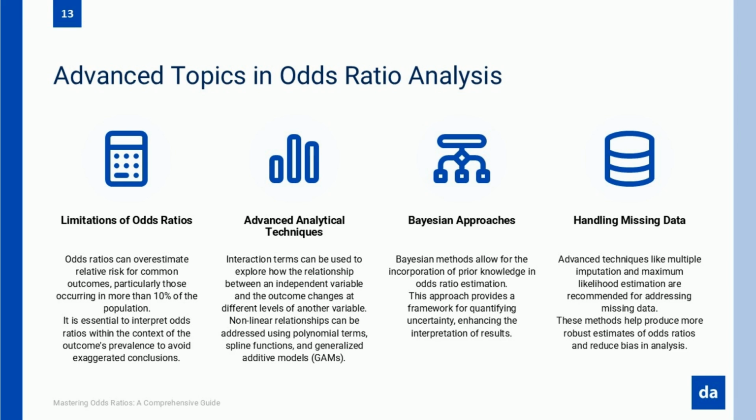This approach uses all available information to estimate model parameters, even when some data points are missing. By incorporating these advanced techniques, researchers can produce more robust estimates of odds ratios in the presence of incomplete data. It's also crucial to conduct sensitivity analyses to assess how different assumptions about the missing data mechanism affect the results, ensuring the stability and reliability of the odds ratio estimates.